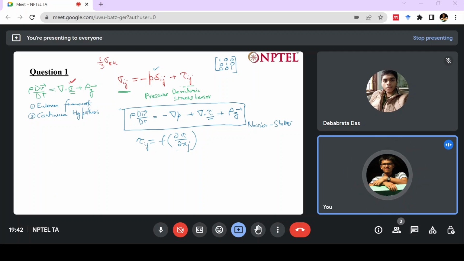Why? This is basically associated with the viscous stresses. The velocity gradients are associated with viscous stresses, and also the normal stresses, the longitudinal stresses. It is associated with these two things. So generally, for a Newtonian fluid, we can write this as mu times (del v_i/del x_j plus del v_j/del x_i) plus lambda.